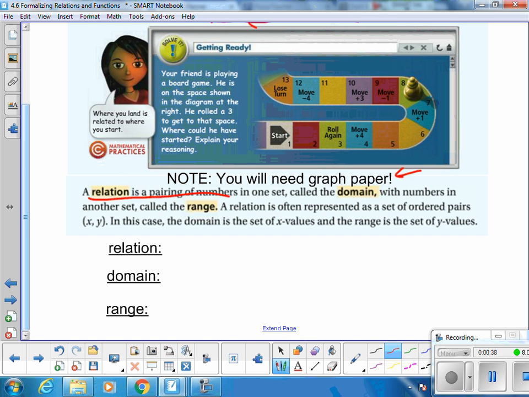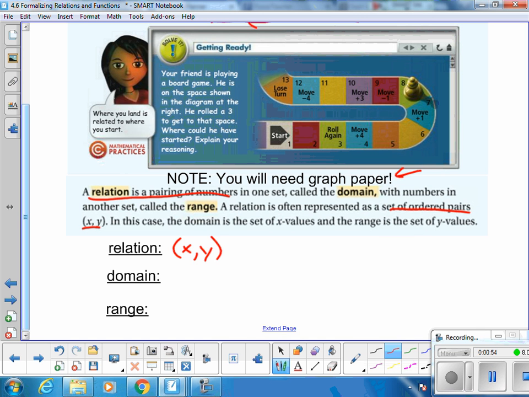All right, a relation is a pairing of numbers. It shows up as a set of ordered pairs. So we can show a relation as a set of ordered pairs, and that would be a relation. As x changes, so does y. As an independent variable and dependent variable interact with each other, they show different values.